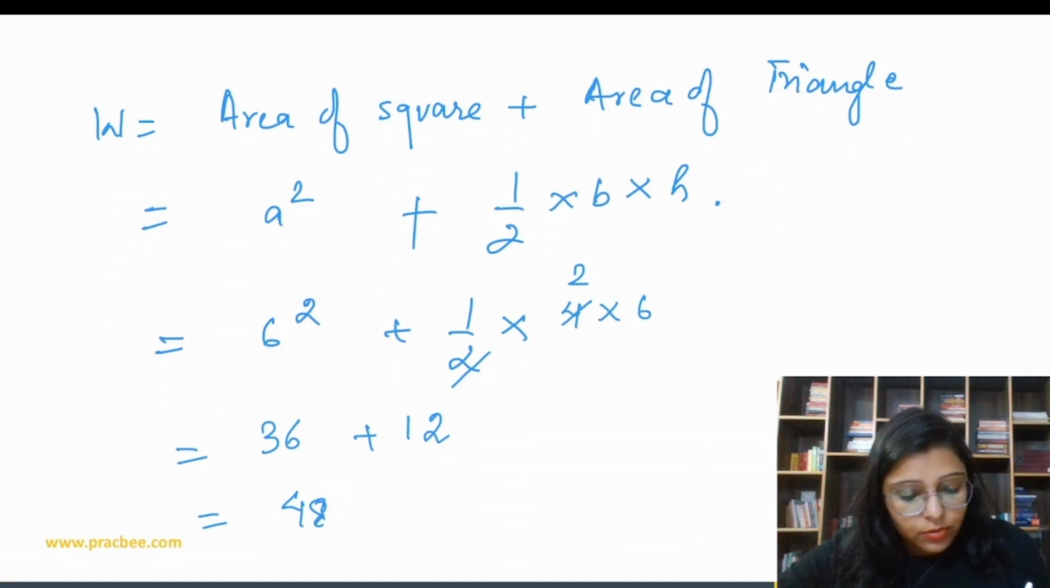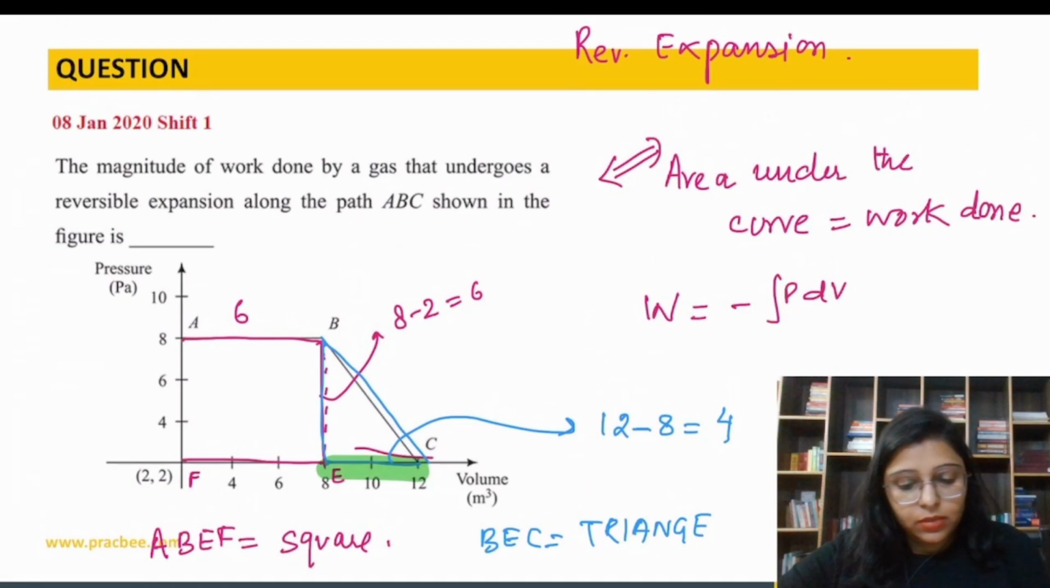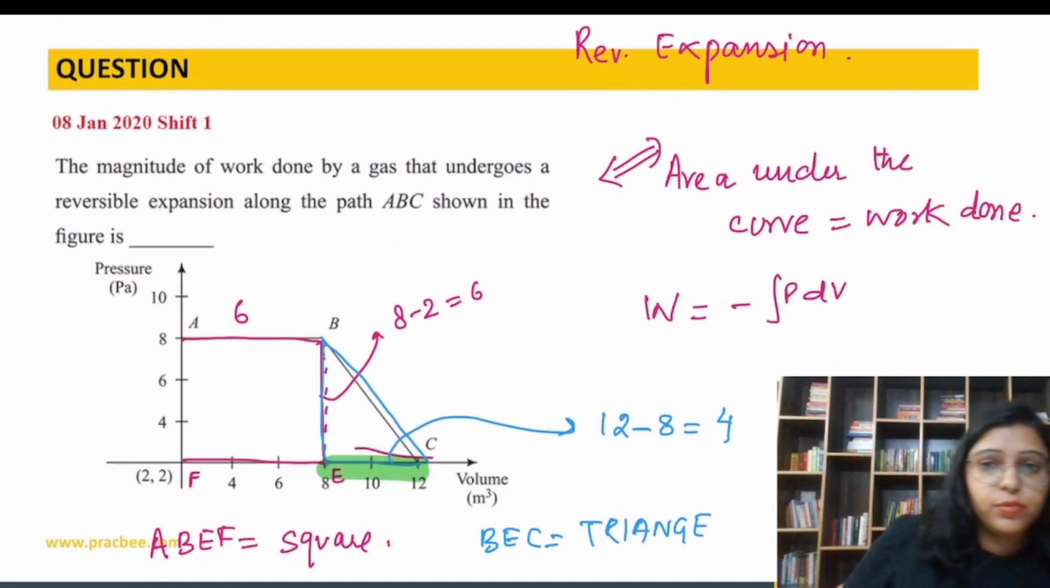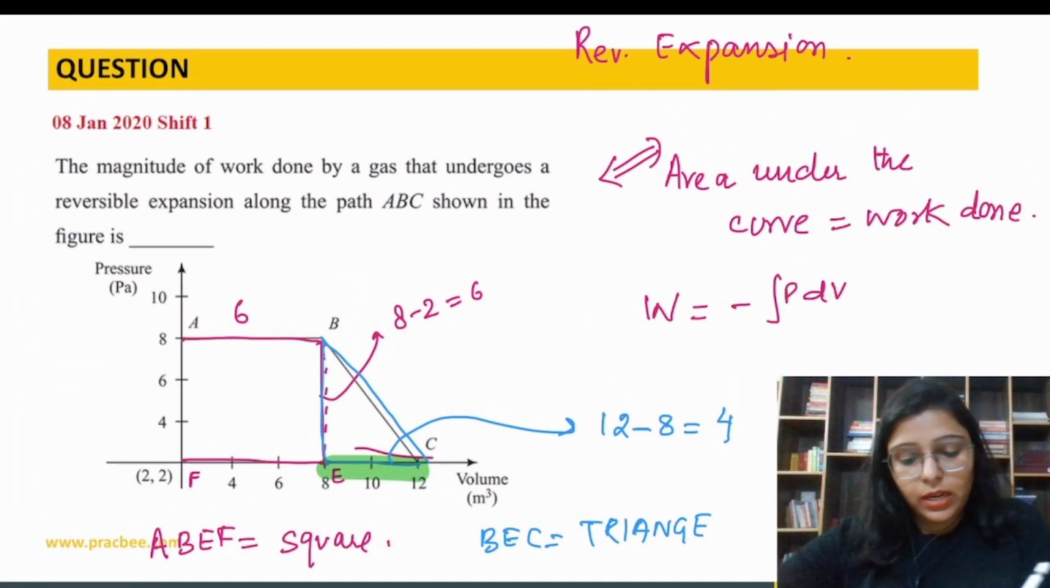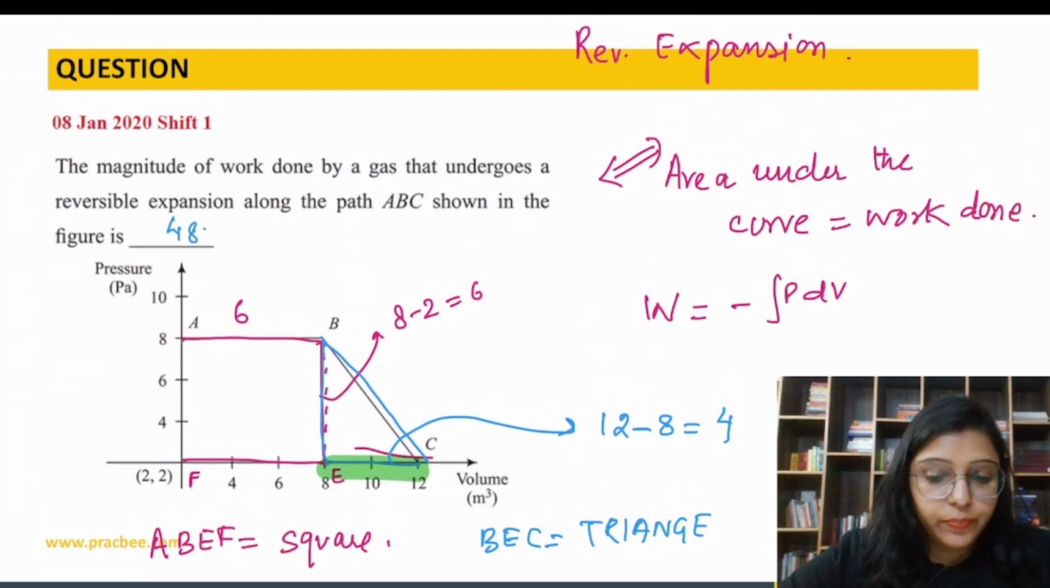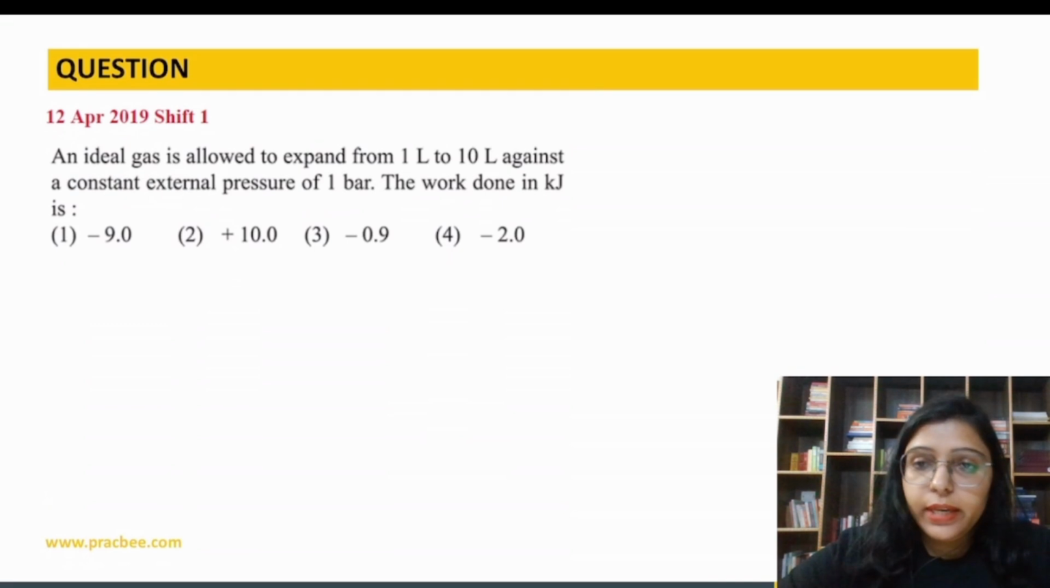So this is equal to 48 Pascal meter cube. Only the magnitude we have to find, the magnitude of work done. So that is equal to 48. Clear? 48. Now let's do the next question.